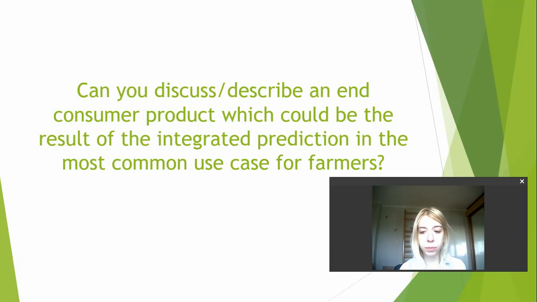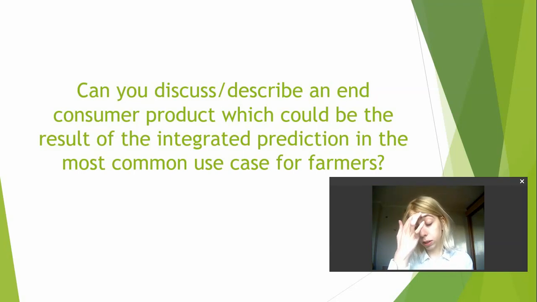So the question that we got is the following: can you discuss or describe the end consumer product which could be the result of the integrated prediction in the most common use case for farmers? As I already said, it is a part of a larger web platform, but also it will be a part of a smartphone application for the same web platform.